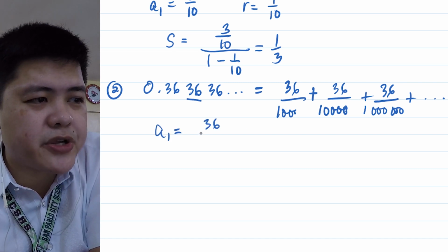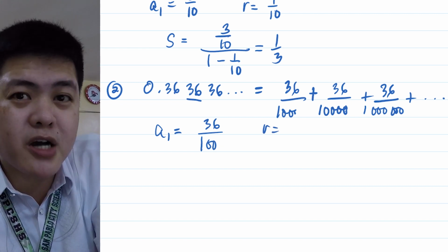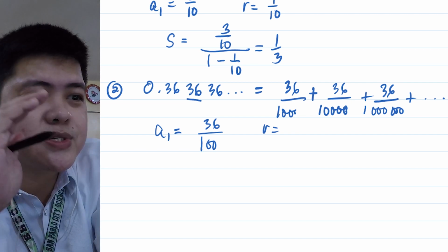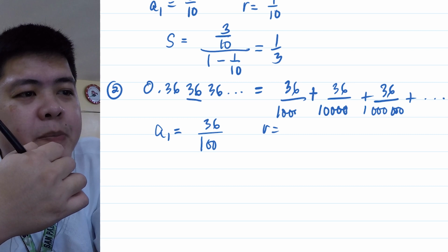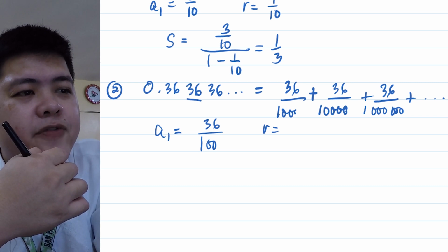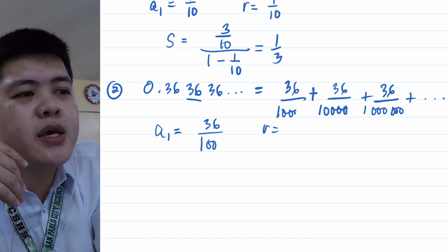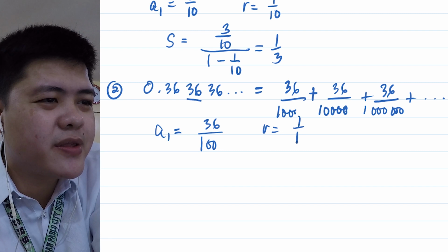The first term is 36 over 100. The common ratio, however, what's the common ratio? The first term over 100, then it became 10,000. So, we have to multiply it by 100, because 100 times 100 is 10,000. So, 1 over 100. So, the common ratio is 1 over 100.